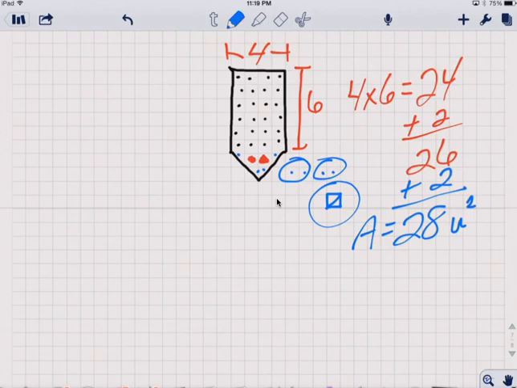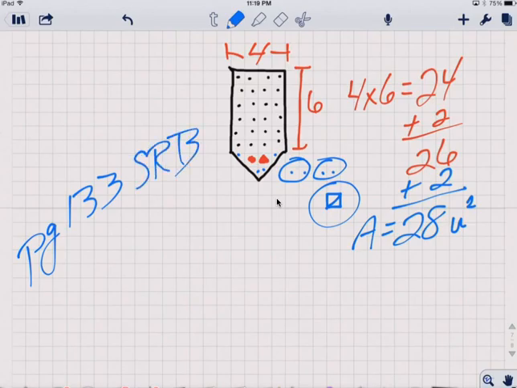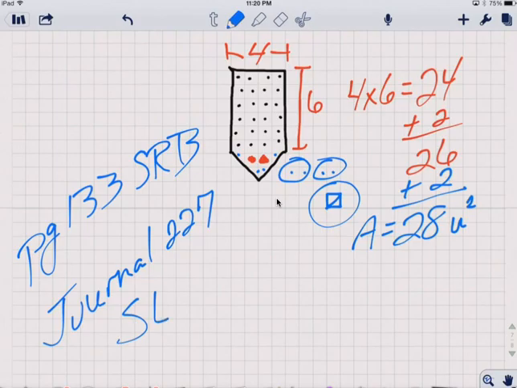That's the basics of today's lesson. You have several different ways to practice this. Before you start in on the journal pages, please read page 133 in the SRB. And then in class today you're going to be working through journal page 227. And I think we're actually going to do the homework here in school today, and that's Study Link 8.3. We'll probably do that in school.